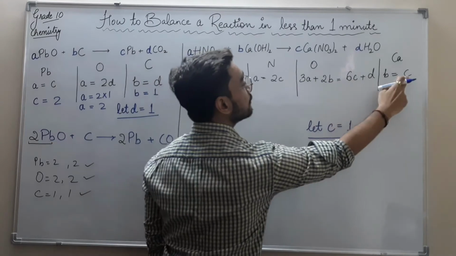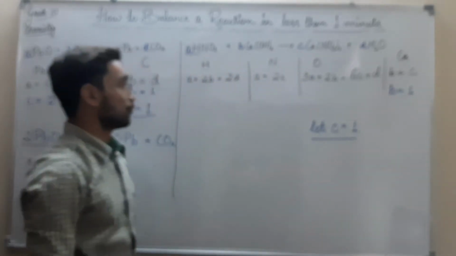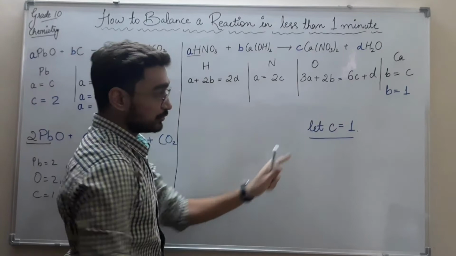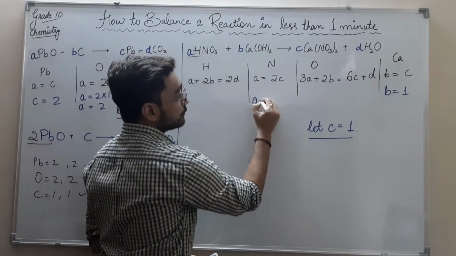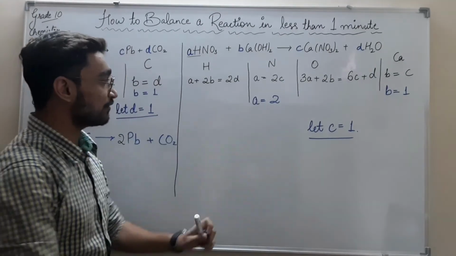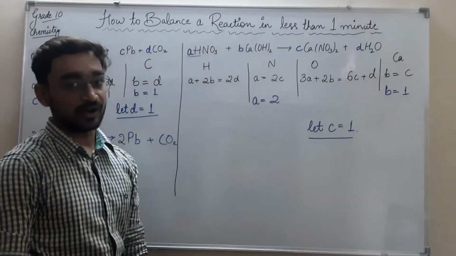2C, 6C means 9C. So if C is equal to 1, then B automatically will be equal to 1. If C is equal to 1, then A will be equal to 2 into 1, which is 2. I got 3 values, A, B, C. Now I want to find out the value of D.